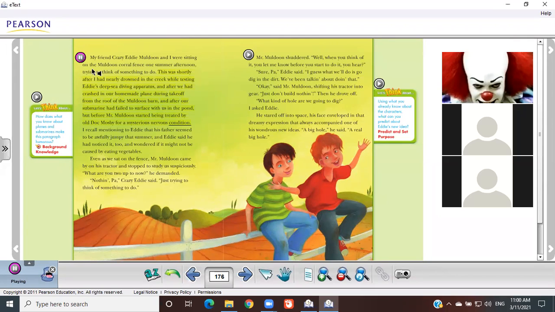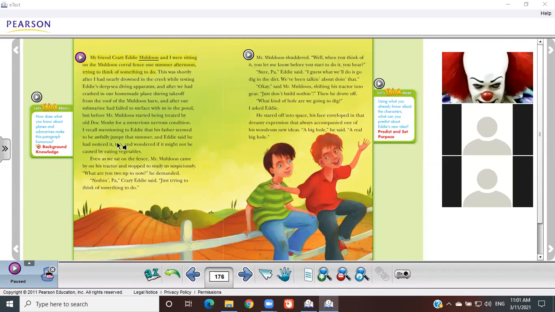I recall mentioning to Eddie that his father seemed to be awfully jumpy that summer, and Eddie said he had noticed it too and wondered if it might not be caused by eating vegetables. Even as we sat on the fence, Mr. Muldoon came by on his tractor and stopped to study us suspiciously. "What are you two up to now?" he demanded. "Nothing, Pa," Crazy Eddie said. "Just trying to think of something to do."